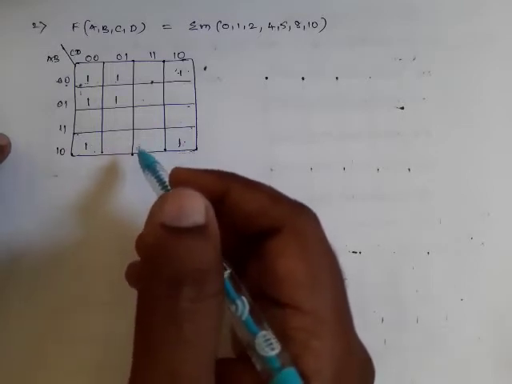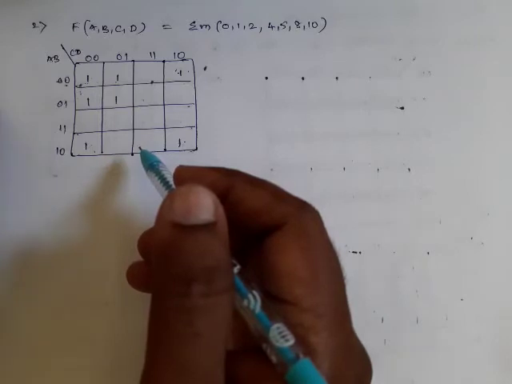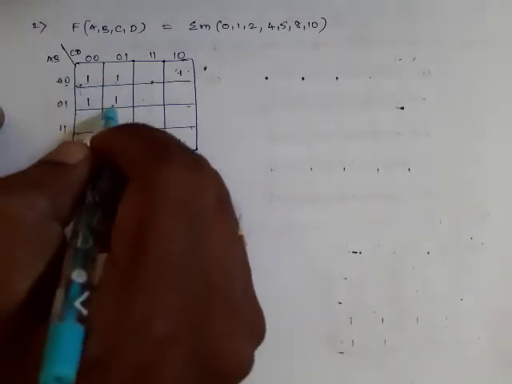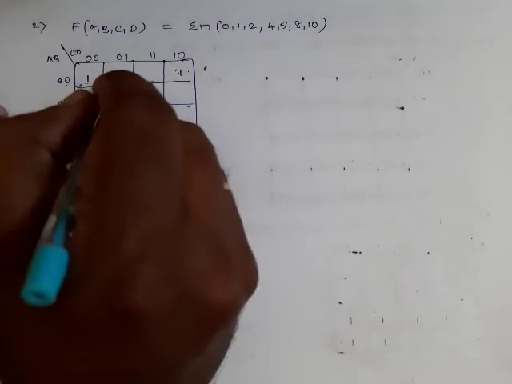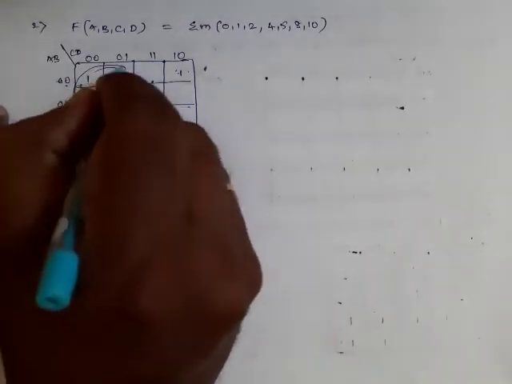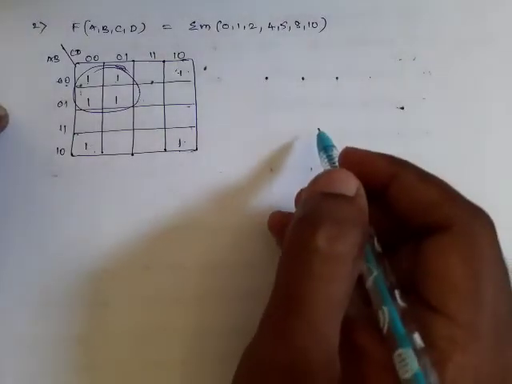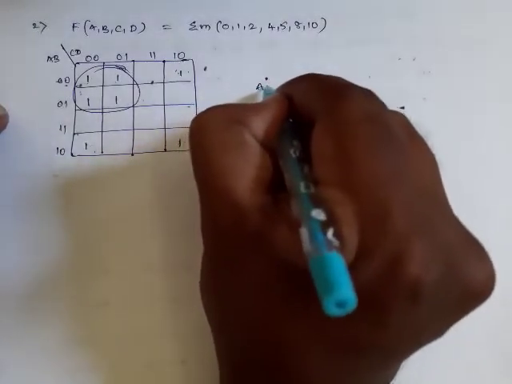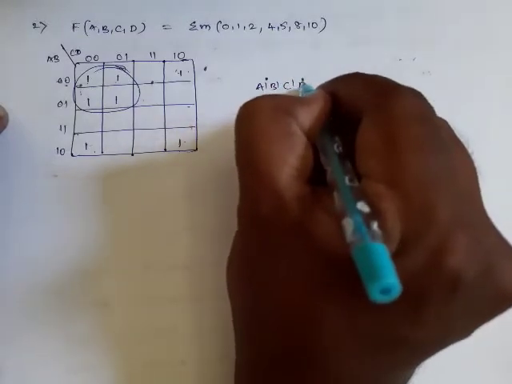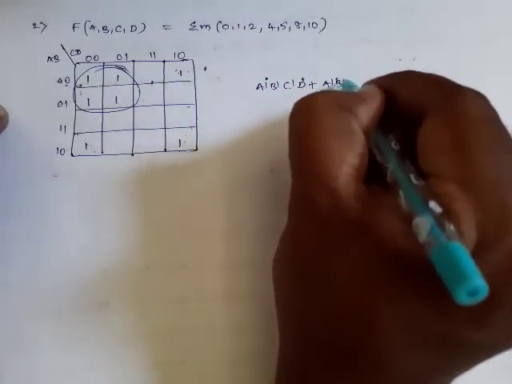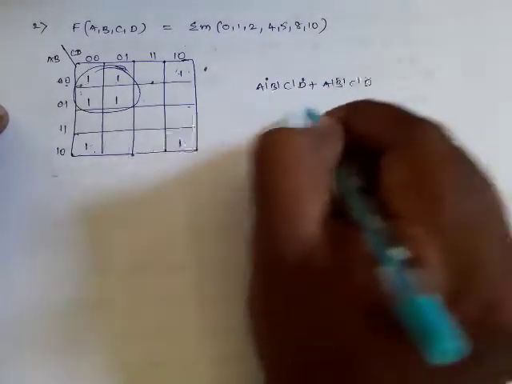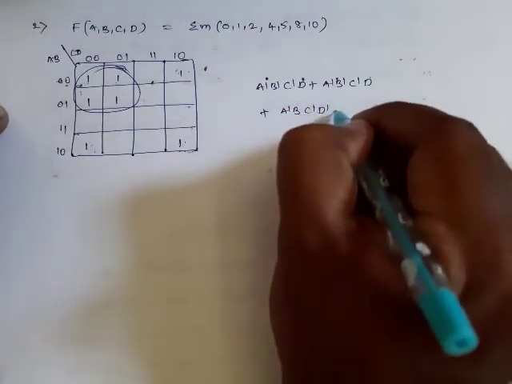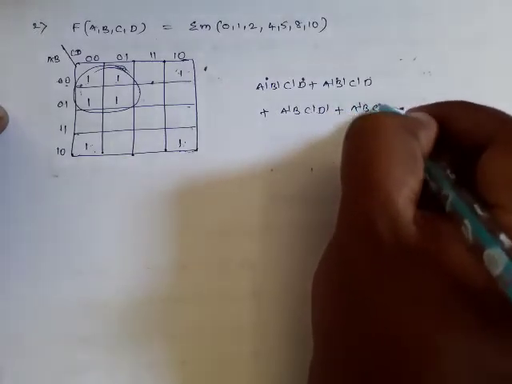So next we will look at forming a group of 4 ones, and here you can easily see that these are the 4 minterms or 4 cells containing ones which can be grouped. So we will form a group of 4 ones here, and when I form a group of 4 ones, what are the minterms I form? It is A bar, B bar, C bar, D bar plus A bar, B bar, C bar, D plus A bar, B, C bar, D bar plus A bar, B, C bar, D.